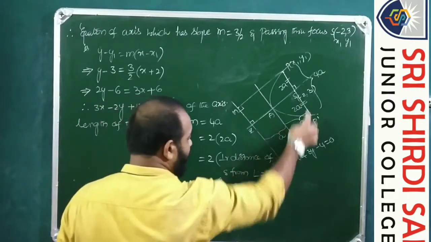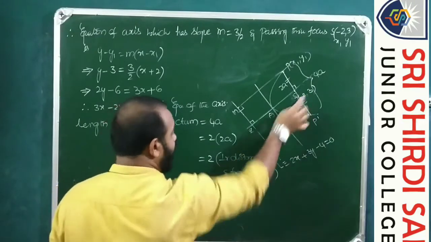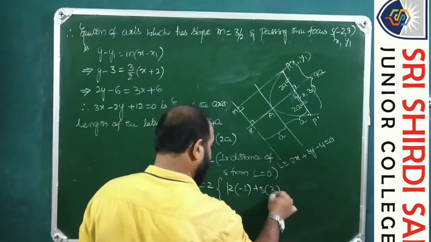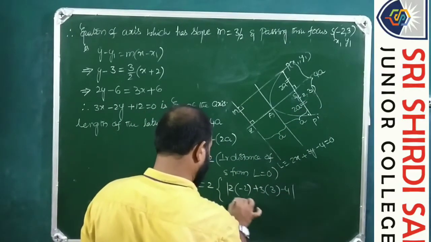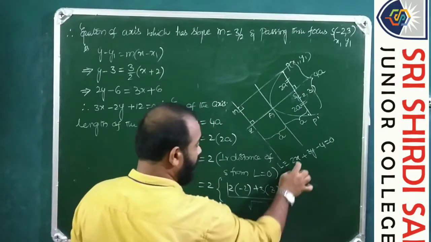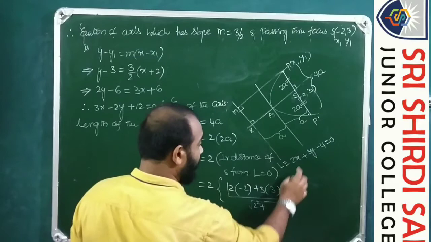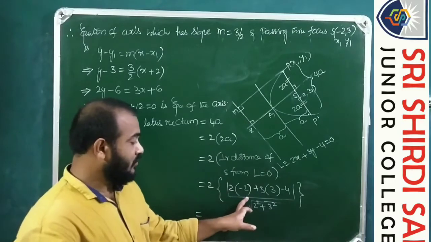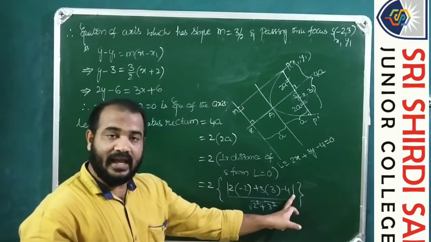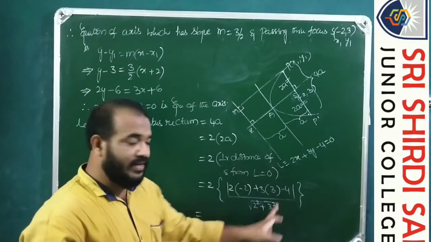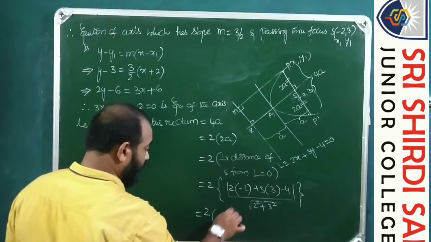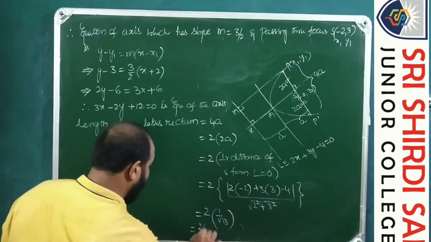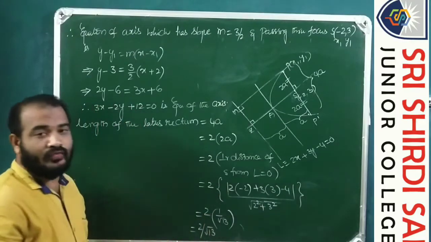the perpendicular distance from this point to the line: 2 into modulus of 2 into minus 2 plus 3 into 3 minus 4, modulus, by square root of 2 square plus 3 square. This is equal to 2 into minus 2 minus 4 minus 4 minus 8. 3 3s are 9. 9 minus 8 is 1. So 2 into this is 1 by root 13. That is equal to 2 by root 13, which is the length of the latus rectum.